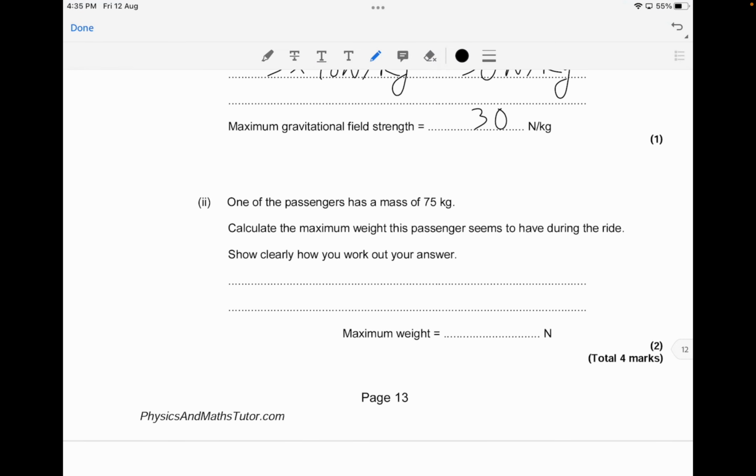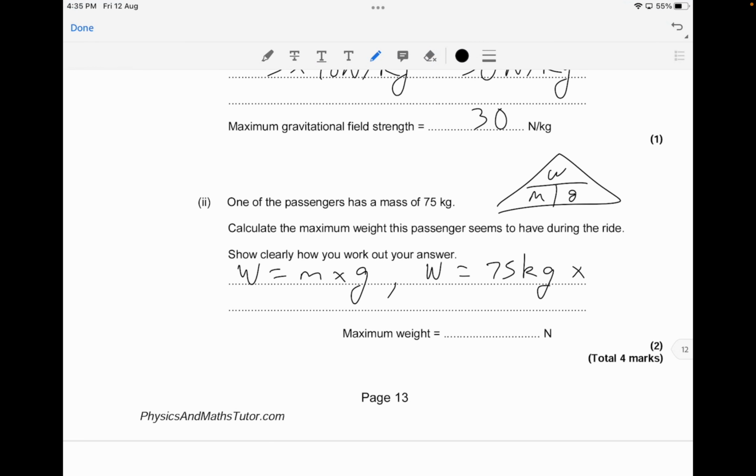One of the passengers has a mass of 75 kilograms. I think this is where you use the formula W = mg. This is where you have to calculate the maximum weight of the passenger during the ride. The maximum weight is going to be mass times gravitational field strength, so the weight is going to be equivalent to 75 kilograms multiplied by 30 newtons per kilogram. So weight is going to be equal to 75 times 30, which is going to be 2,250 newtons.